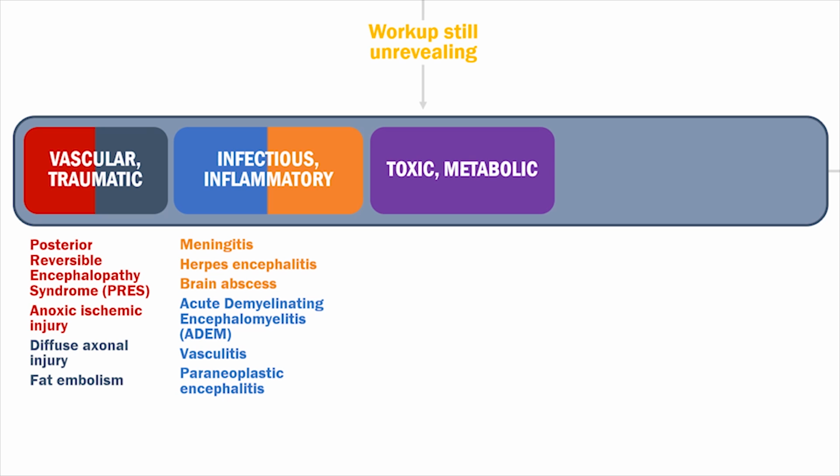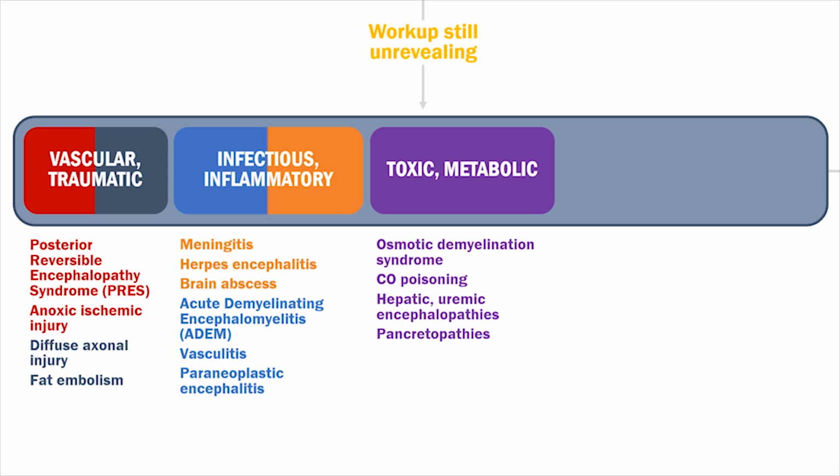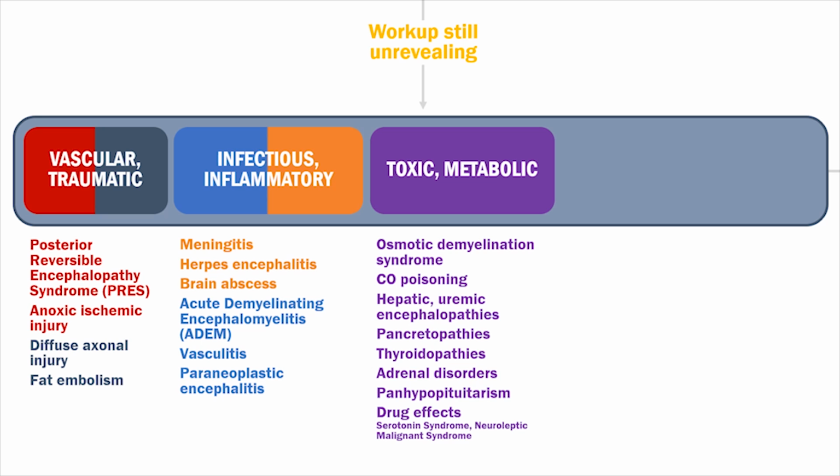Toxic metabolic pathologies are a giant category and include diseases like osmotic demyelination syndrome, carbon monoxide poisoning, hepatic and uremic encephalopathies, pancreatopathies, think diabetic ketoacidosis and hyperosmolar non-ketotic coma, thyroidopathies, adrenal disorders, panhypopituitarism, and drug intoxication, like serotonin syndrome and neuroleptic malignant syndrome. Obviously, this is not an exhaustive list.